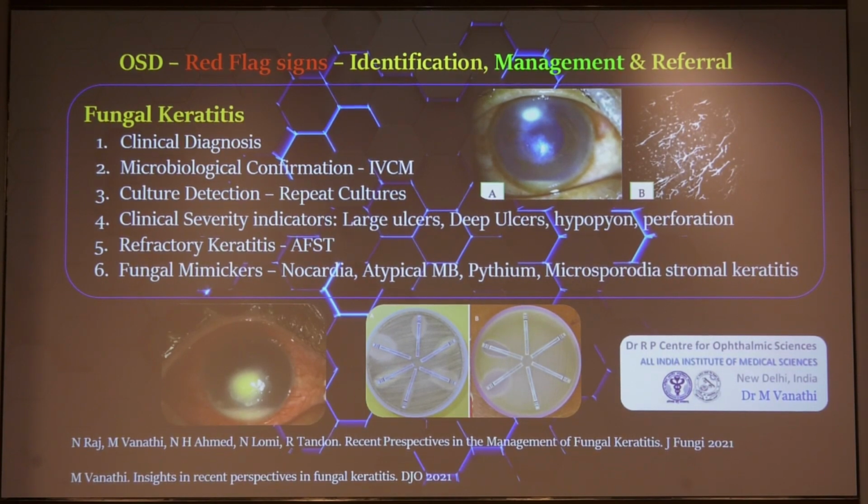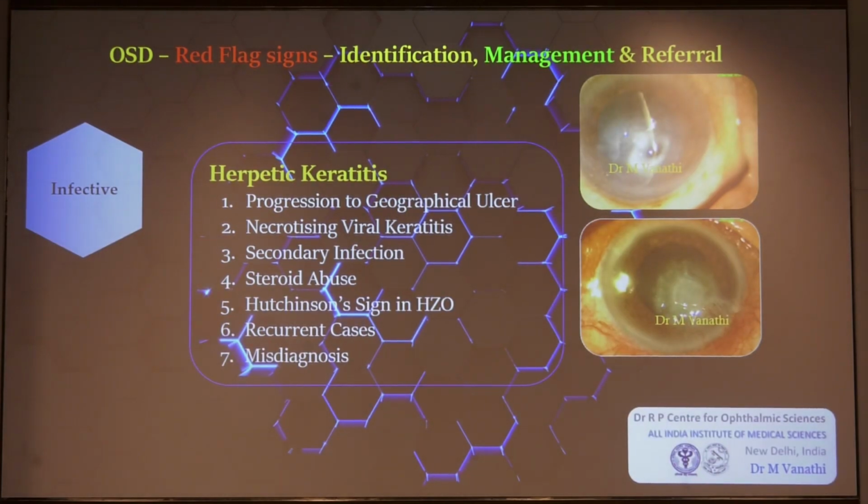So you would have nocardial infections, atypical mycobacteria, pythium, microsporidia, all of which can be mimickers of simple superficial or deep mycotic keratitis, and that's going to be another scenario when your red flag will fly higher. Herpetic keratitis, epithelial, dendritic, and geographical, is something I already referred to. So beware when your dendritic ulcer is going on into a non-healing geographical ulcer and is having deeper stromal involvement. That's when you're probably going to be worried about these ulcers.